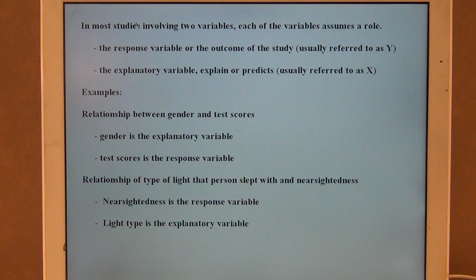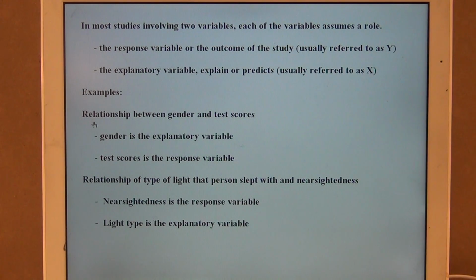In most studies involving two variables, each of the variables assumes a role. Well, one role could be a response variable, and that's sort of the outcome of a study, and it's usually referred to as Y. Or you could have the explanatory variable, or the variable that explains or predicts what is going to happen to the response variable. And that's usually referred to as X. So we have response variables and explanatory variables.